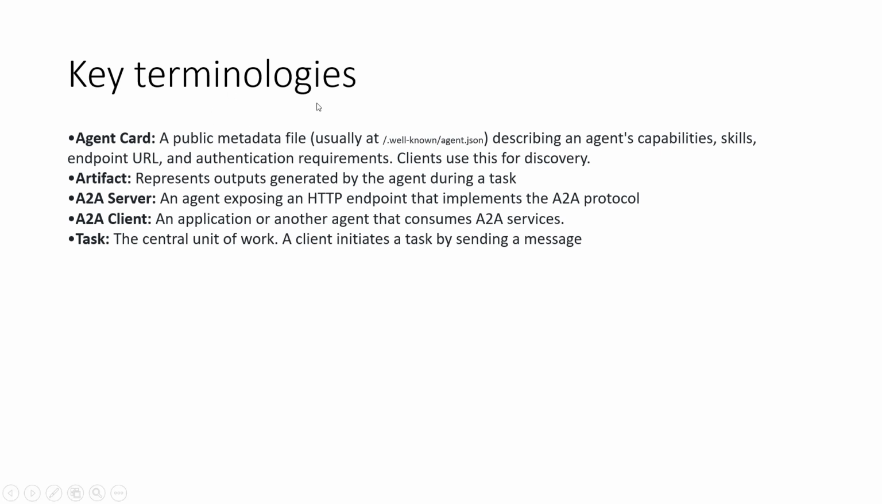Some of the key terminologies that we looked at, of course, were the agent card, where the agent card lists the agent's capabilities and skills. Artifact is basically the output of the task, and then the A2A server, A2A client, and the tasks.